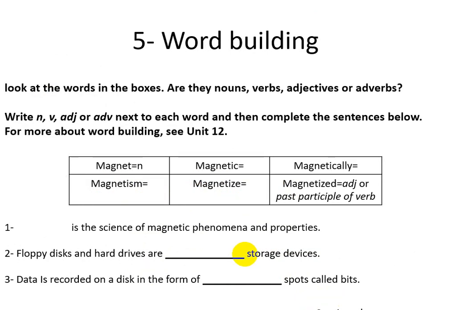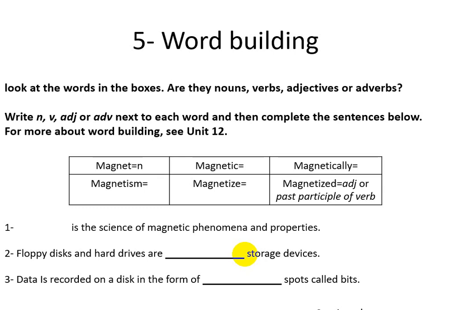Okay number five, word building, so we're gonna now try to build some words. And again this is helpful to you to try to understand the various types of words and again to accumulate your knowledge and your ability to understand the English vocabulary. And here, so what he's requesting, or what does he want? Look at the words in the box.